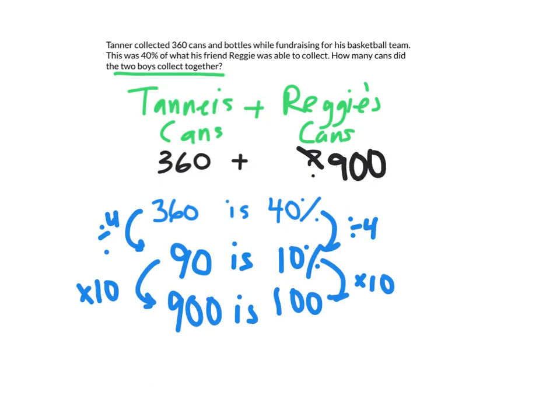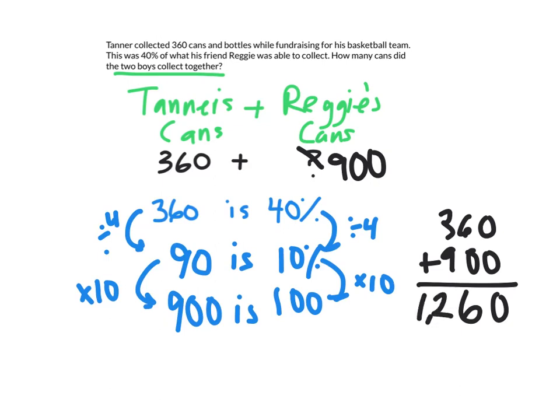So we're not really quite done with the problem yet, because the problem wants us to know how many cans the two boys collected together. So we have to take our 360 and add the 900 from Reggie, and we would get 1,260 cans. So this problem is a good example of how you have to do something more with the number once you find it. So it's not just getting to 100%, but then using that amount.